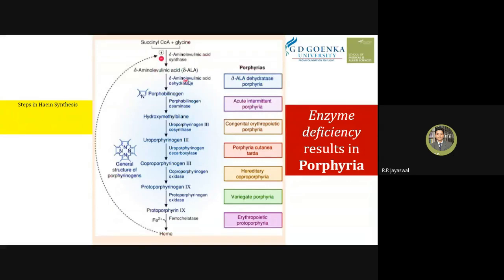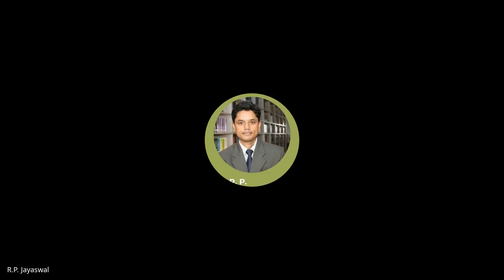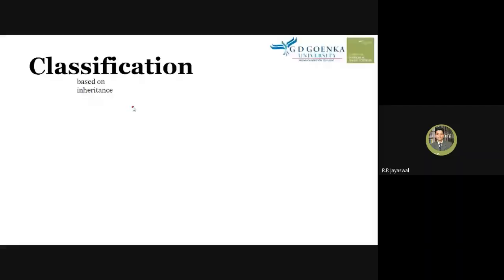We already discussed it. Let's learn about disorders of porphyria, which is based on the classification that we are going to study. It's based on inheritance. It can be a primary type, or it can be a secondary type, which is called acquired. So there are two types of porphyria: primary and secondary. Primary porphyria is the inherited type, and secondary porphyria is the acquired type, right?